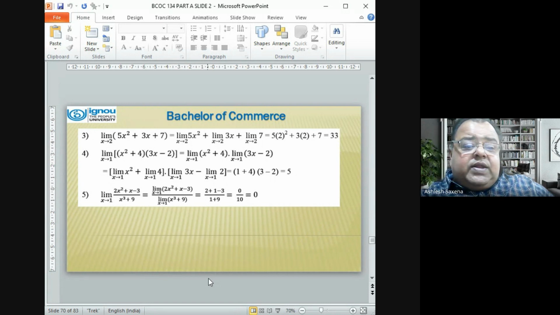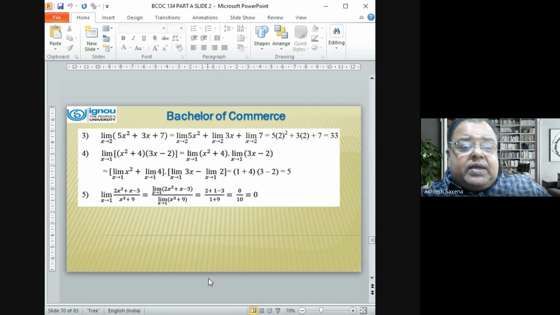Now the fourth one, you can see that it is in the form of a product. Two functions are in the form of a product. So as soon as you directly apply limit x tends to 1, the first bracket will become 5 and the second bracket will become 1. 5 into 1 will be 5.